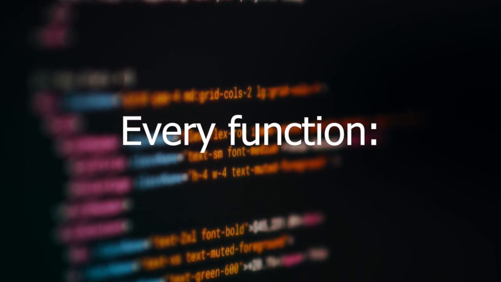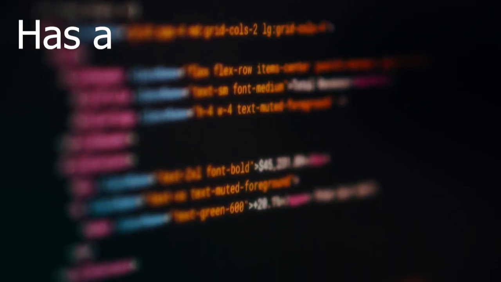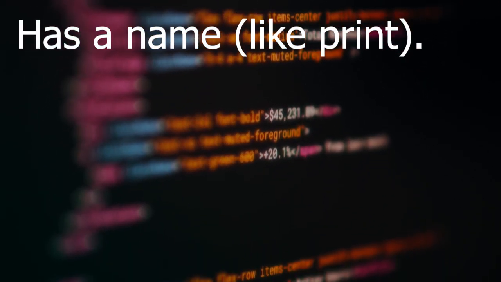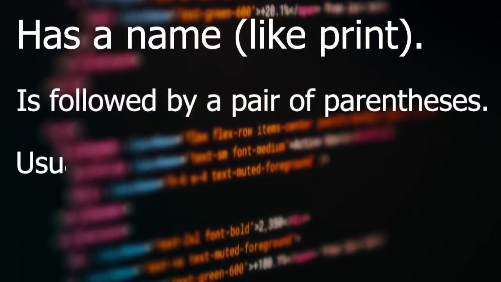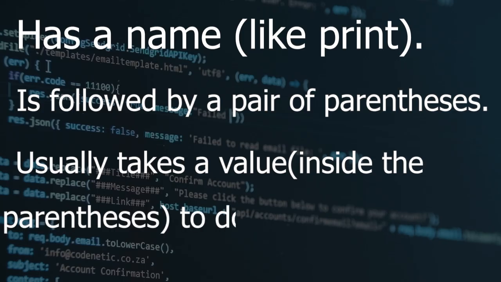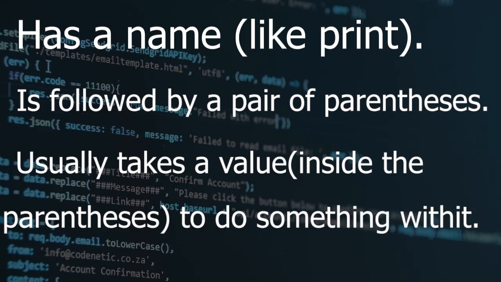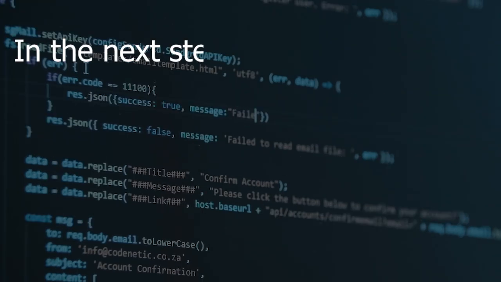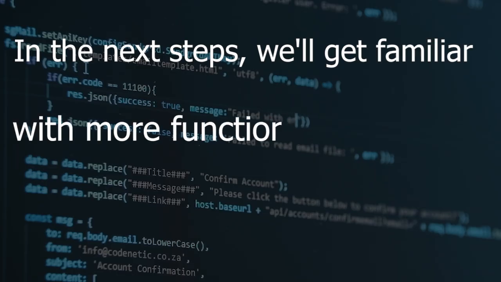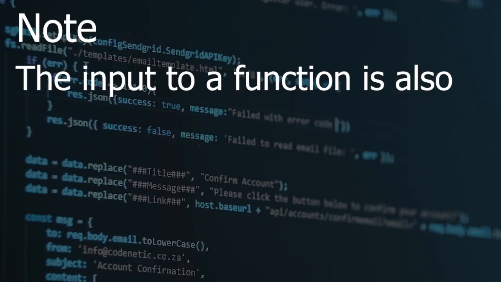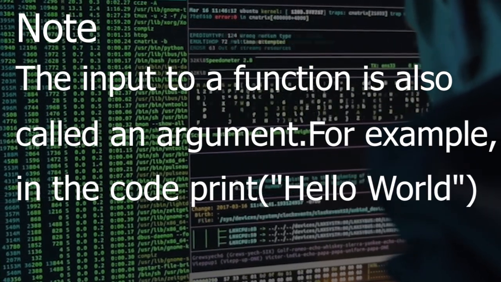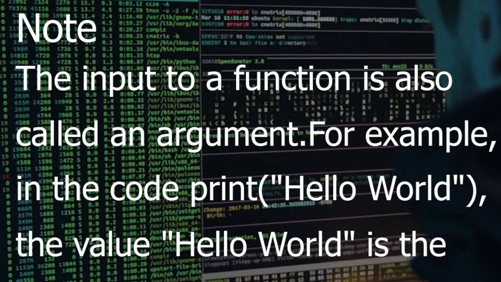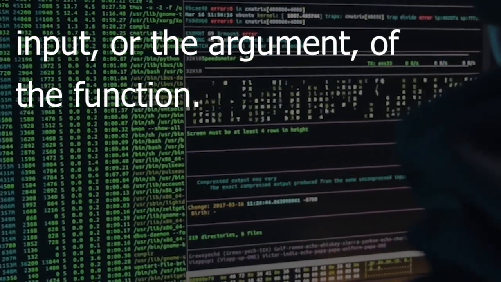Every function has a name, like print, is followed by a pair of parentheses, and usually takes a value inside the parentheses to do something with it. In the next steps, we'll get familiar with more functions in Python. Note, the input to a function is also called an argument. For example, in the code print Hello World, the value Hello World is the input, or the argument, of the function.